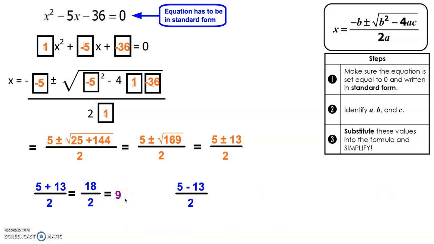9 was one of my solutions that we started with. 5 minus 13 is negative 8, divided by 2 gives us negative 4. So we ended up with the same solutions that we got by factoring, by using the quadratic formula.